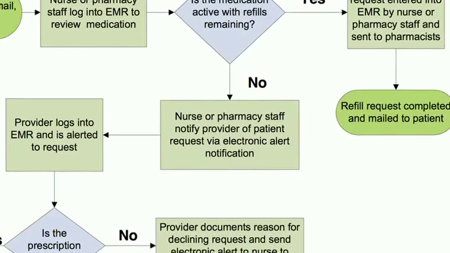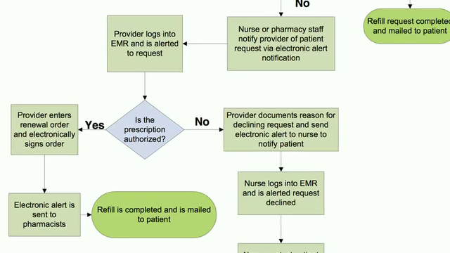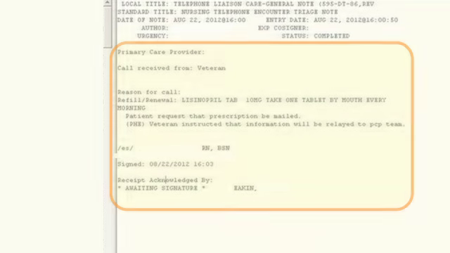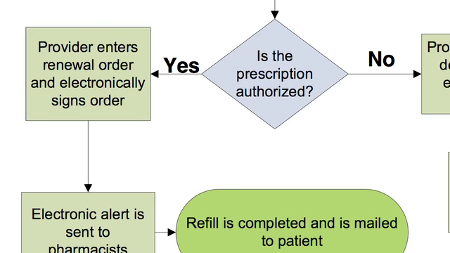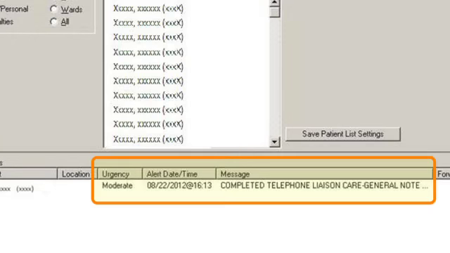You can see how much more streamlined the process is using a computerized order entry system. The pharmacy staff sends a refill request to the provider using an electronic alert notification. Decision point number 2. Is the prescription authorized? Yes. The provider logs into the system and is alerted to the refill request.